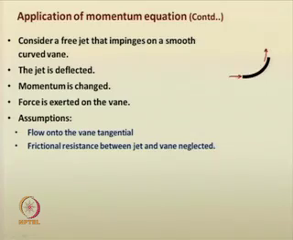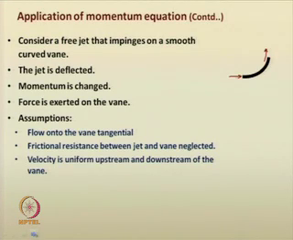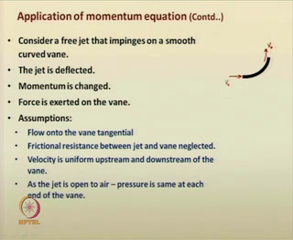The frictional resistance there is neglected due to the high speed; we can neglect it for various reasons. The velocity is uniform upstream and downstream of the vane. Suppose V0 is the magnitude of velocity; we are assuming the same magnitude of velocity in the downstream also. As the jet is open to air, pressure is the same at each end of the vane. You can see here the jet is open to air, so the pressure at this location and this location will be the same.